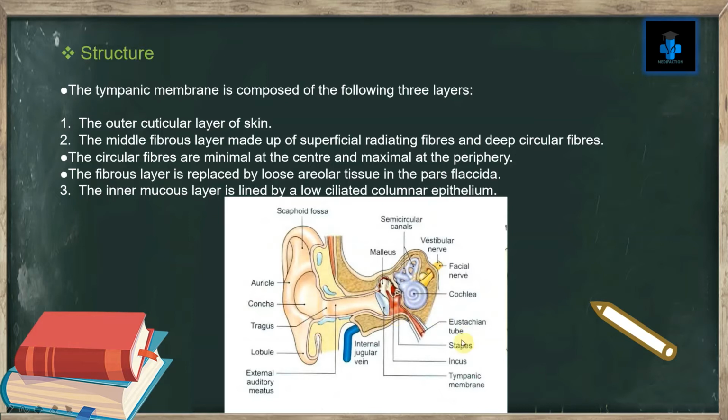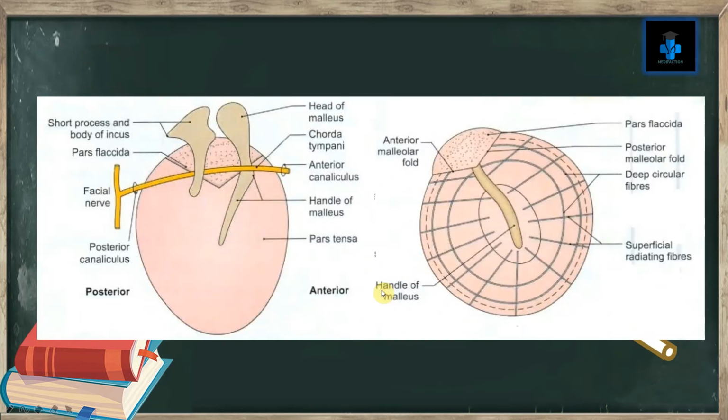So here you can appreciate the tympanic membrane and this right here is the malleus. Now, to understand, this is the pars flaccida, and this right here is the stretched pars tensa. This is the chorda tympani, and this is the facial nerve. This is the short and the body processes of the incus. This is the head of the malleus, and this right here is the handle of malleus.